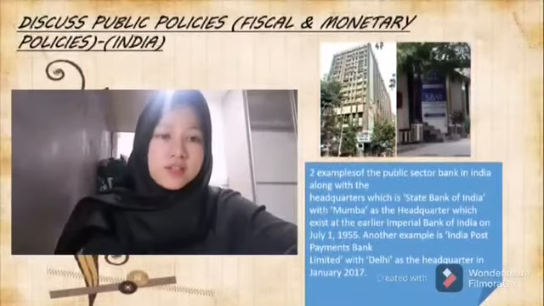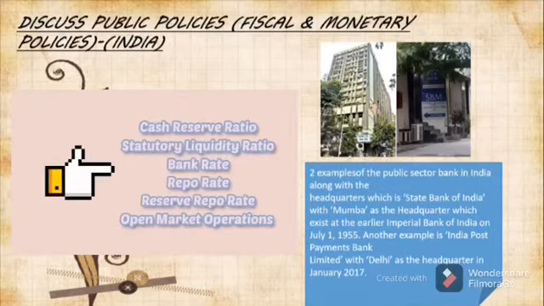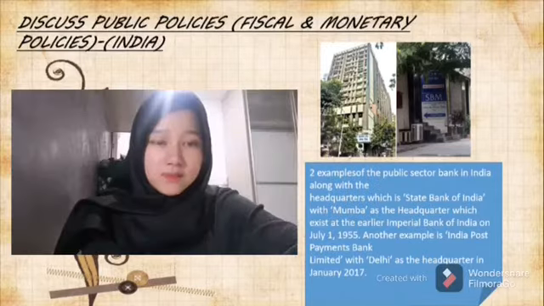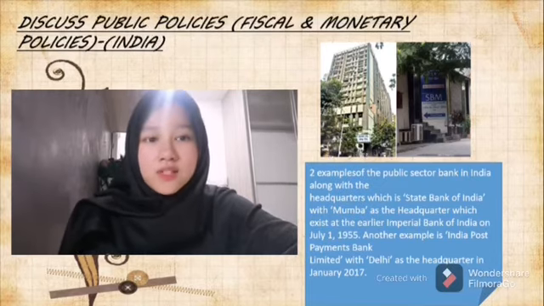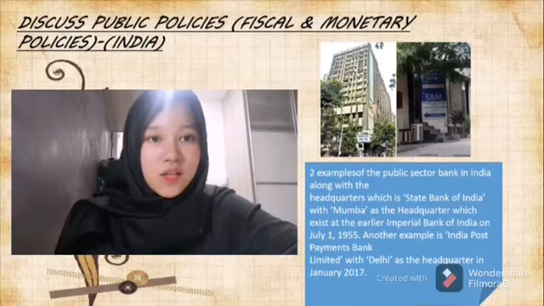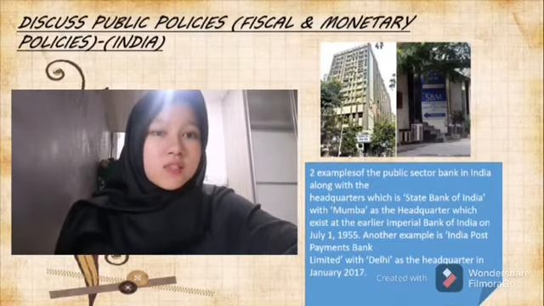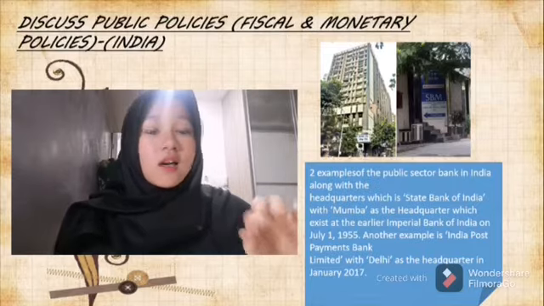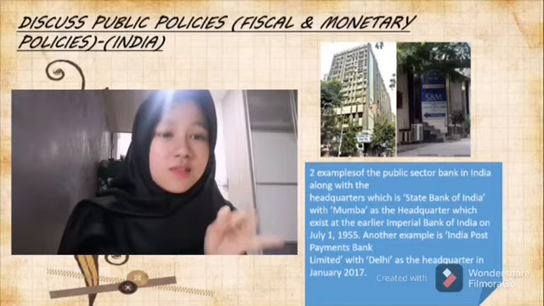In addition, the main instruments of monetary policy include cash reserve ratio, statutory liquidity ratio, bank rate, repo rate, reverse repo rate, and lastly open market operation. However, there are two types of monetary policy instruments. Firstly, we have quantitative, which is indirect or general. This type includes, as mentioned before, open market operation, CRR, SLR, bank rate, repo rate, and also reverse repo rate.